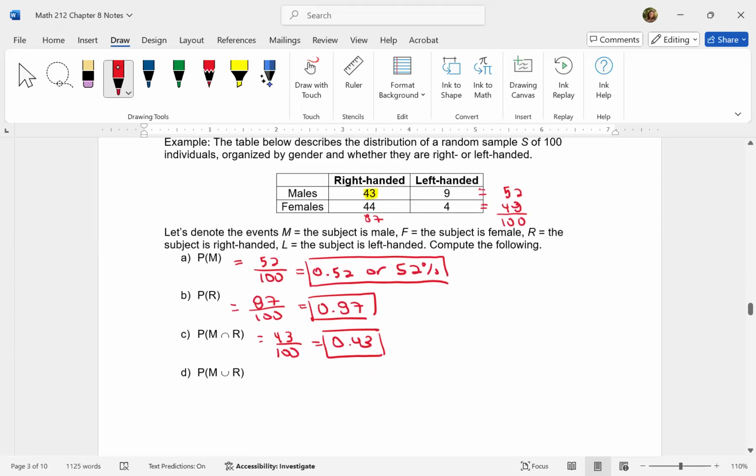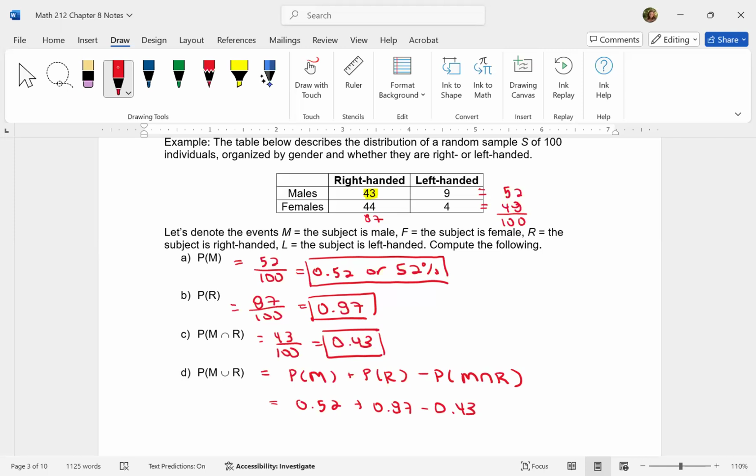And then the probability of male union right-handed. That means that we're combining the two together. We're taking all the males and all the right-handed. So we're going to use that formula from earlier. We're going to do the probability of male plus the probability of right-handed, minus the probability of male intersect right-handed, which we already found. Actually, we've already found all these things, right? So we're going to take 0.52 plus 0.87 minus 0.43.